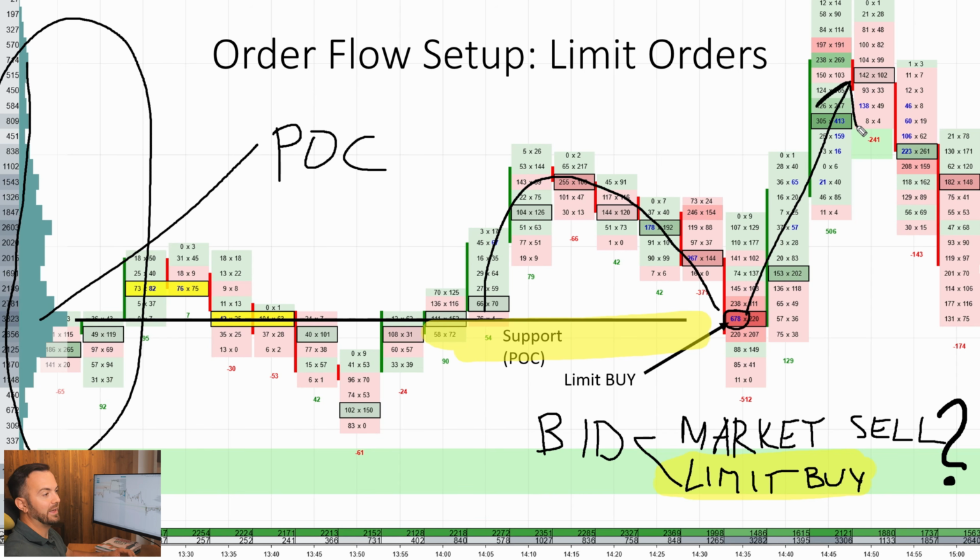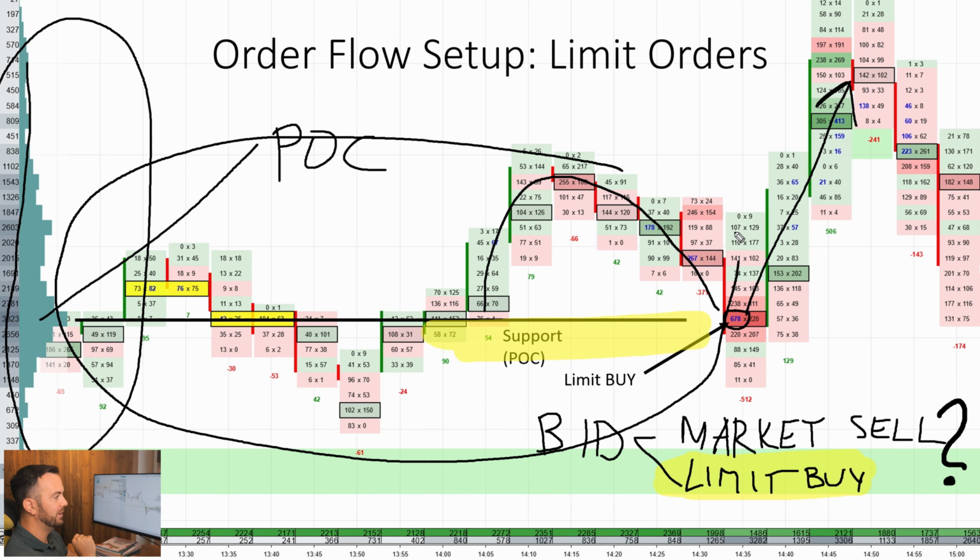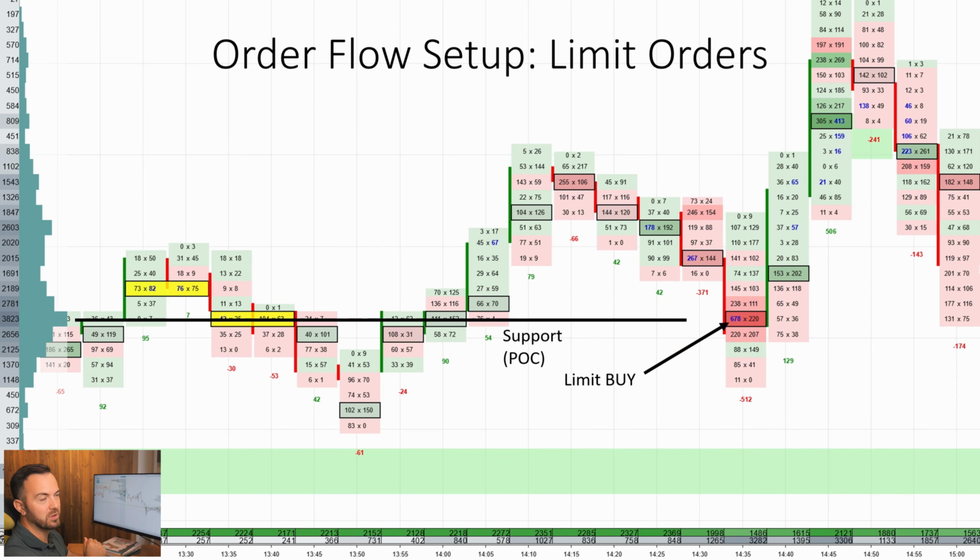All right. And again, as you can see, this is an unusually huge number. Compare it to the rest of the volumes which you see here, and nothing is even close to this, right? So this definitely stands out. So that's how you can spot a huge limit order.